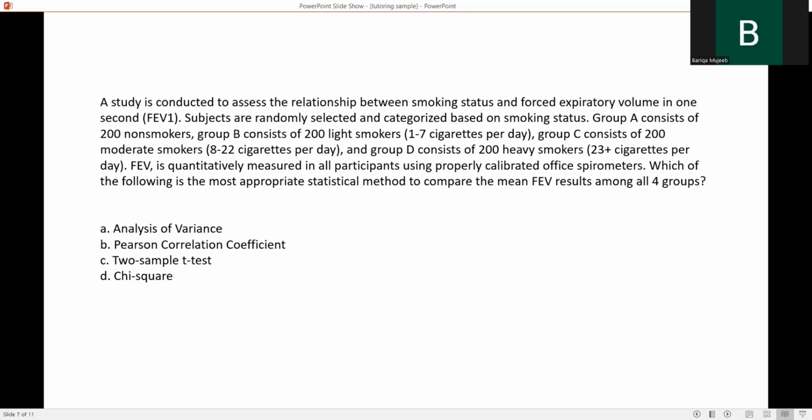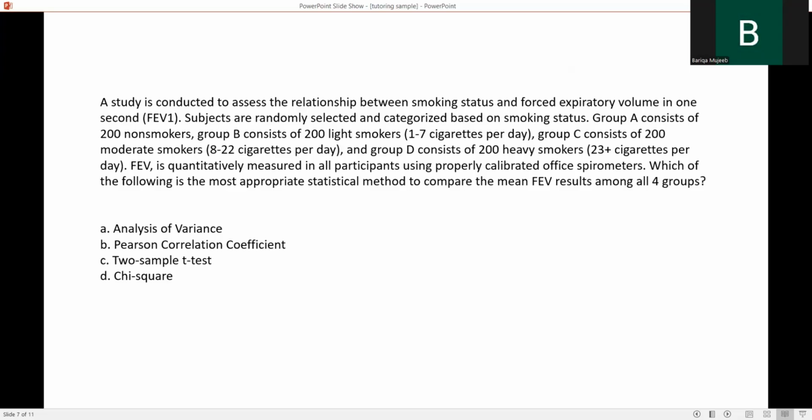A study is conducted to assess the relationship between smoking status and forced expiratory volume in 1 second, FEV1. Subjects are randomly selected and categorized based on smoking status. Group A consists of 200 non-smokers, Group B consists of 200 light smokers, Group C consists of 200 moderate smokers, and Group D consists of 200 heavy smokers. FEV1 is quantitatively measured in all participants using properly calibrated office spirometers.